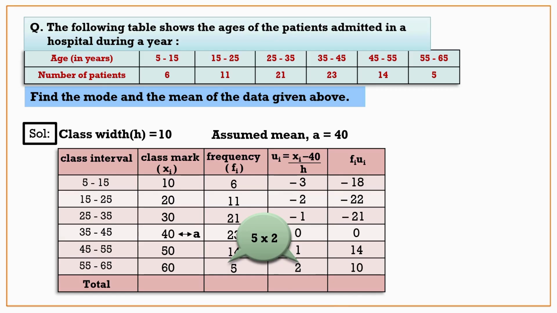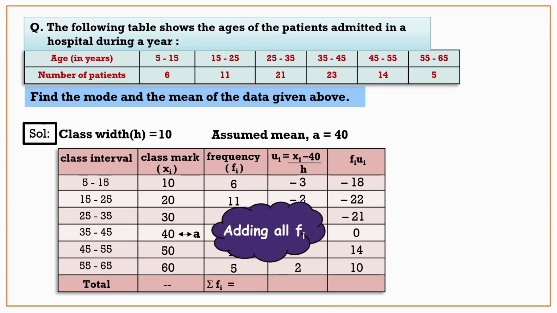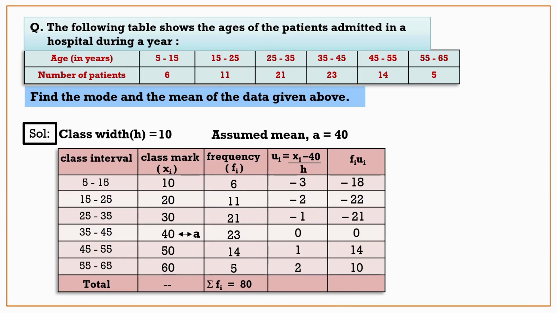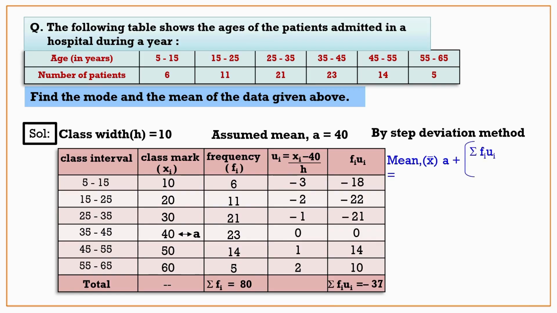And at the end we need to do the summation of fi, that means adding all the fi values. And then we'll also do the summation of fi ui, that is adding all the fi ui values. So by step deviation method, what is the formula? That is, the mean is equal to a plus summation of fi ui by summation of fi into h.